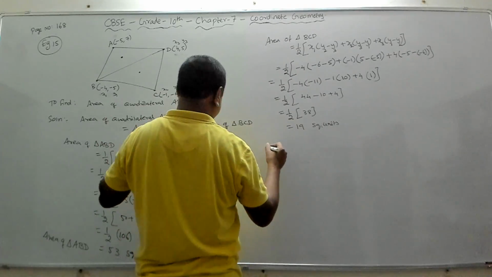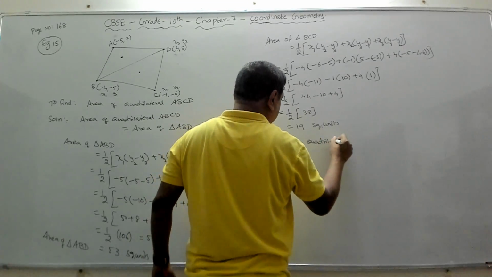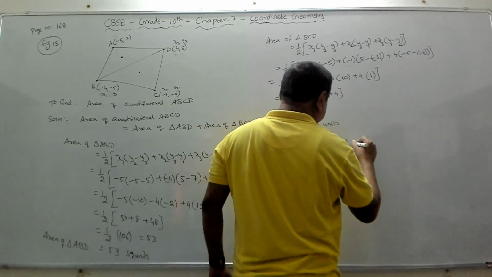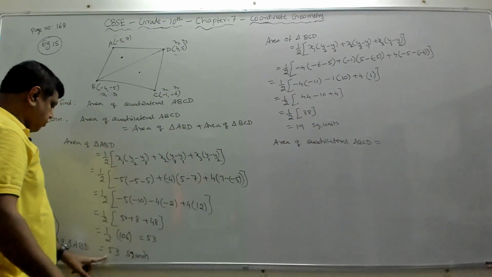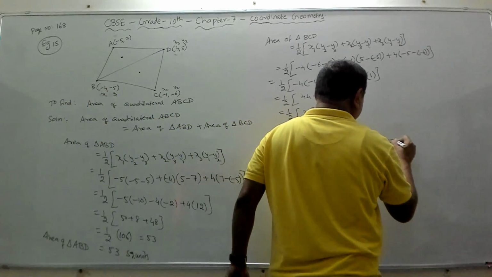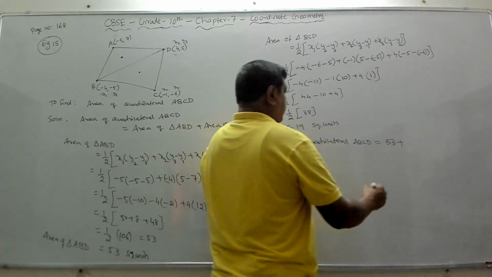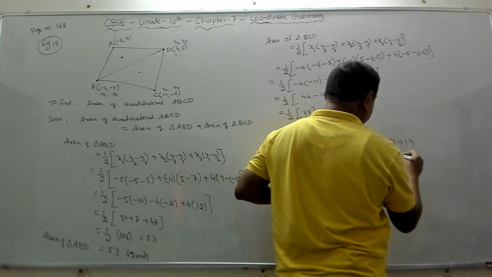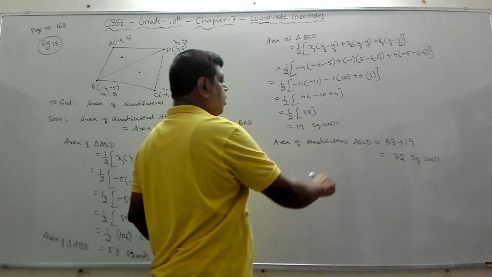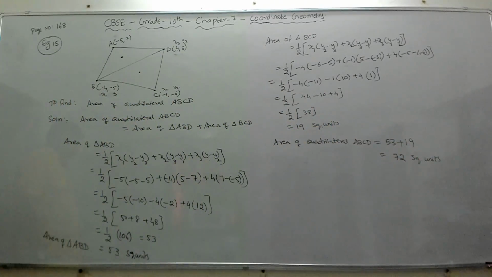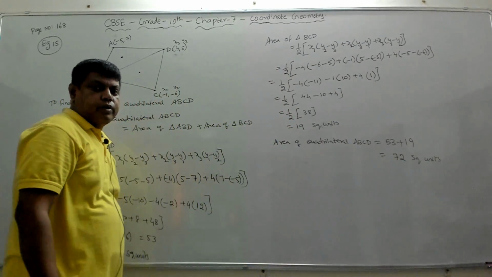Now let's find the area of the quadrilateral. So the area of quadrilateral ABCD is equal to the area of triangle ABD, that is 53, plus the area of triangle BCD, which is this value 19. If you add them, 12, 2 carry 1, 7, 72 square units. That is the area of the quadrilateral ABCD. So we have found the area of the quadrilateral, which is 72 square units.